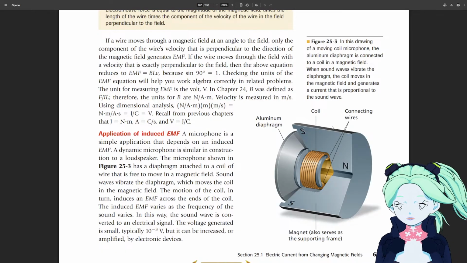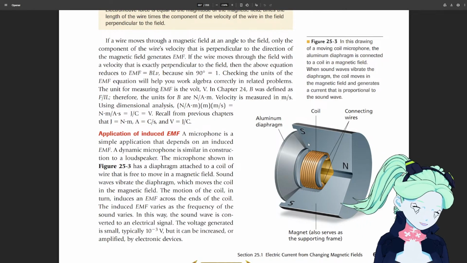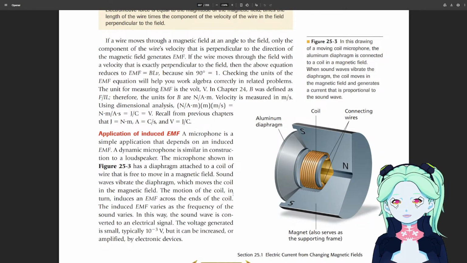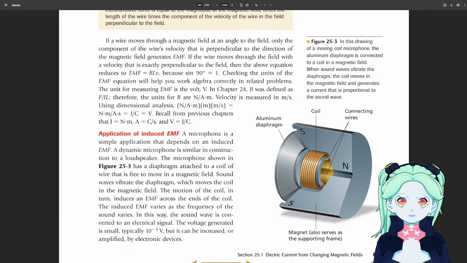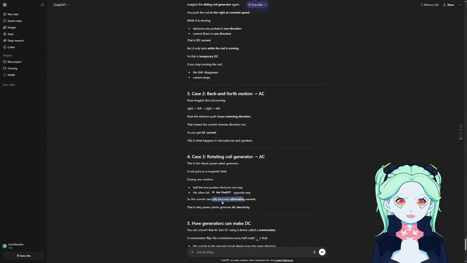Case 3, rotating coil generator, AC. This is the classic power plant generator. A coil spins in a magnetic field. During one rotation, half the turn pushes electrons away, the other half pushes them the opposite way. So the current naturally becomes alternating current. That is why power plants generate AC electricity.